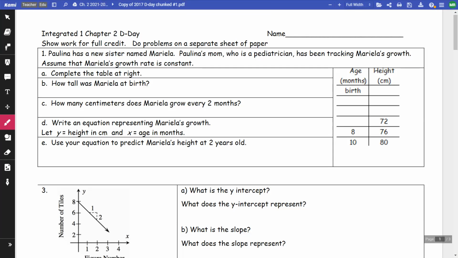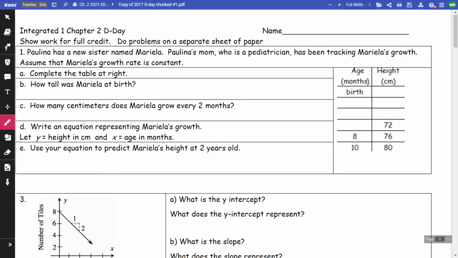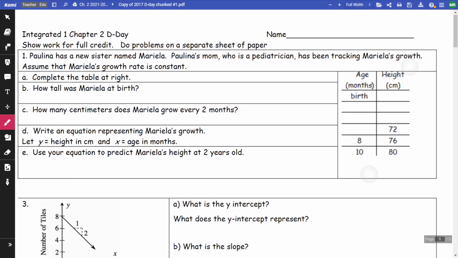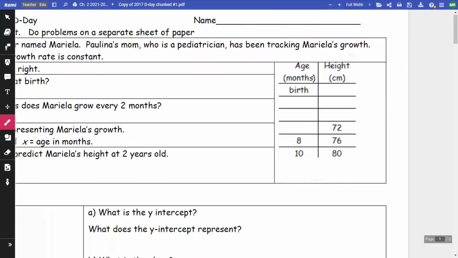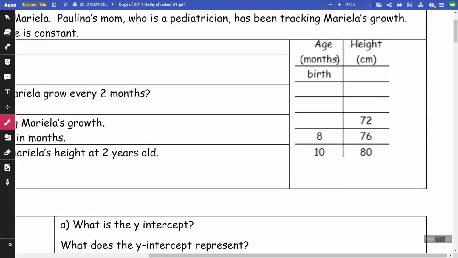So this video is Integrated 1, Chapter 2, D-Day number 1. This is the D-Day that was Monday, October 11th. So we have a table here, and for this, we're dealing with a new sister, and we're trying to track her growth, okay? And we say that the growth is constant, so that means that it's going to be the same every time.